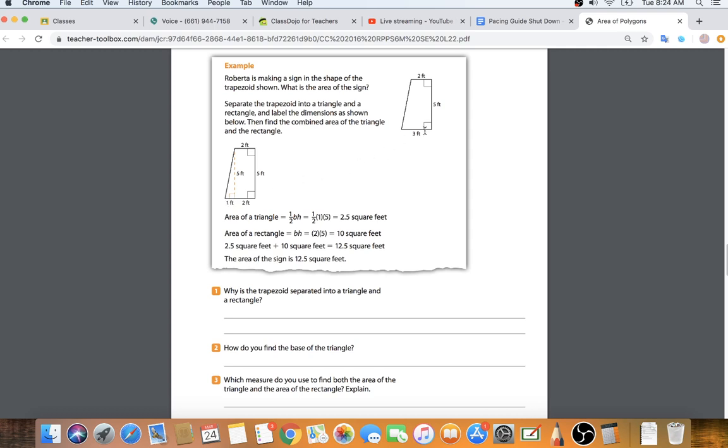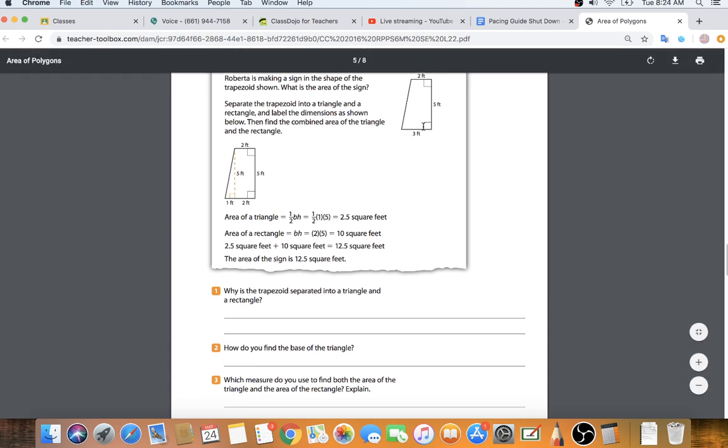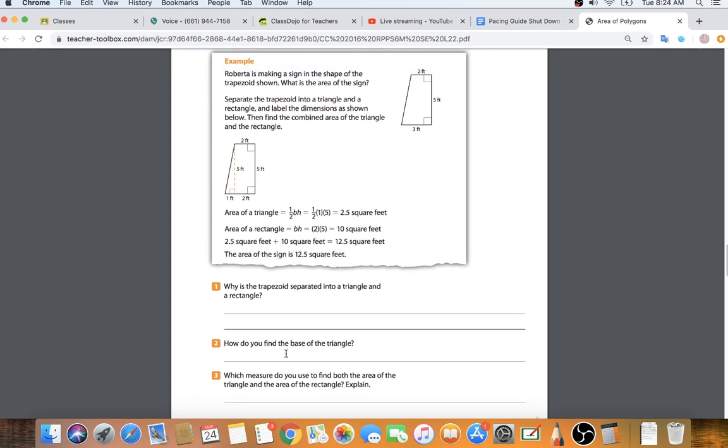If the whole thing is 3, and from here to here it measures 2, that means that left over I only have 1 left. So I can say I did 2 plus 1 equals 3, or I can say I did 3 minus 2 to get 1. Which measure do you use to find both the area of the triangle and the area of the rectangle?